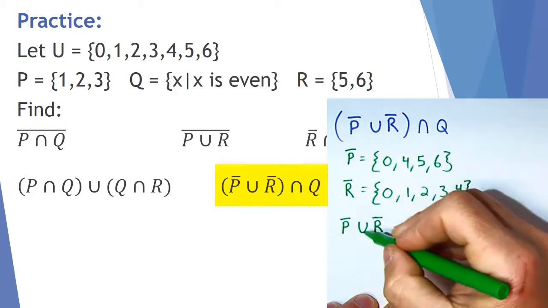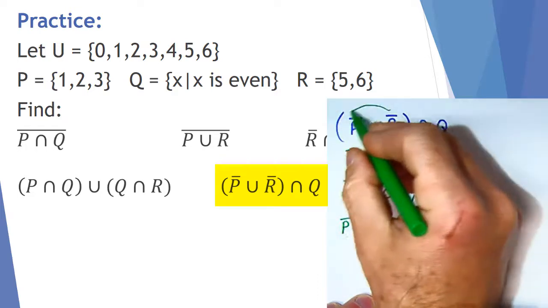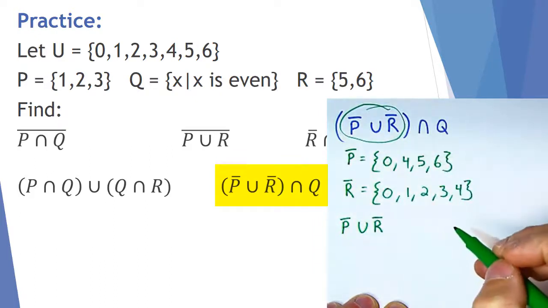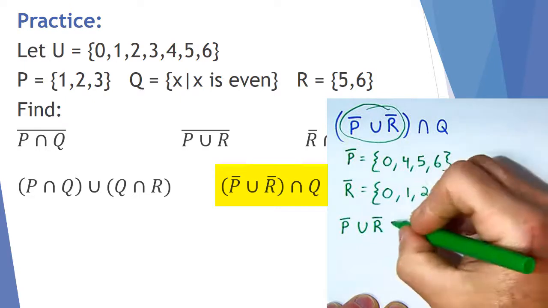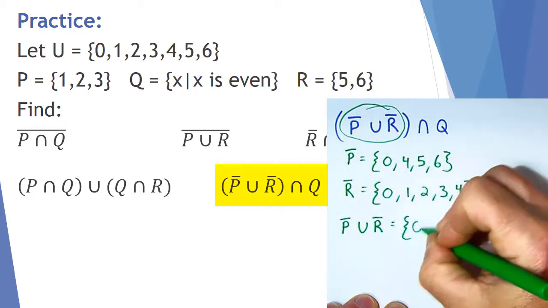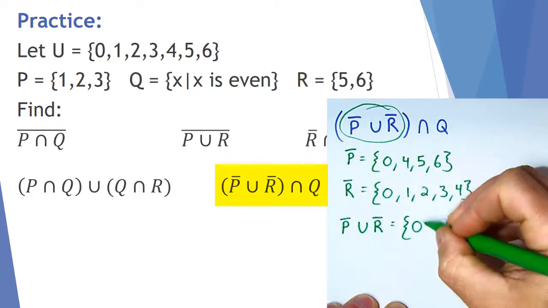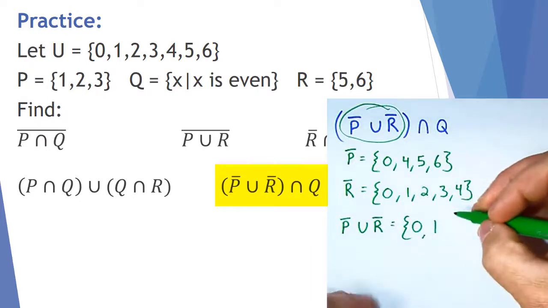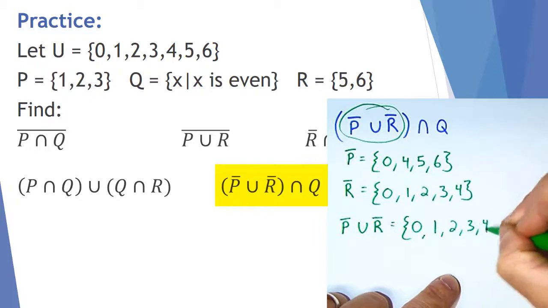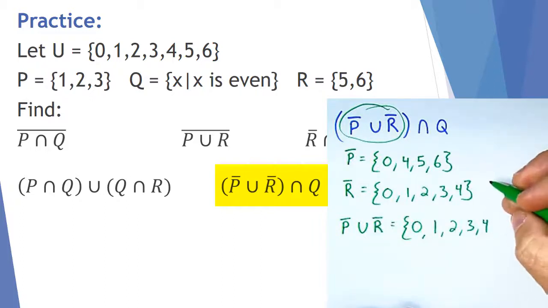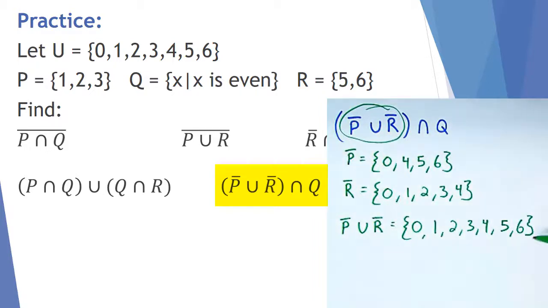That gives us all the information that we need to solve for what elements are in this set. Complement of P union complement of R, we're doing this part right here. And so we join the complement of P with the complement of R, and we end up with 0, which is in both, 1, 2, 3, 4, all from the complement of R, 5, and 6, which are in the complement of P. So not in P union not in R, we end up with our entire universe.